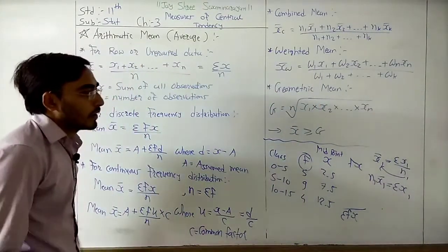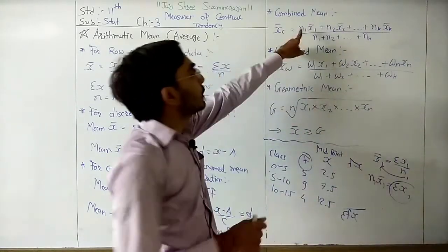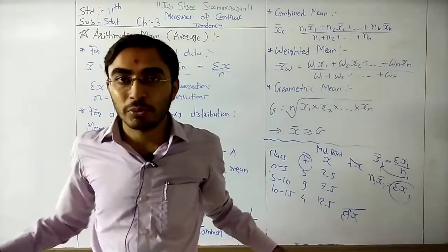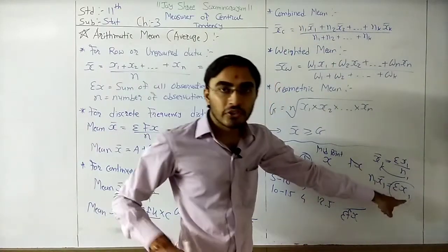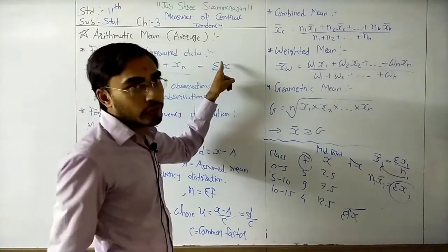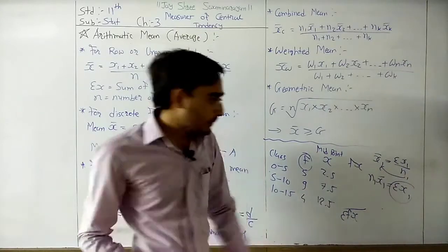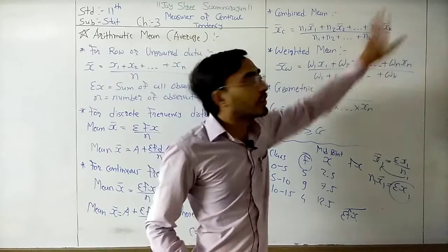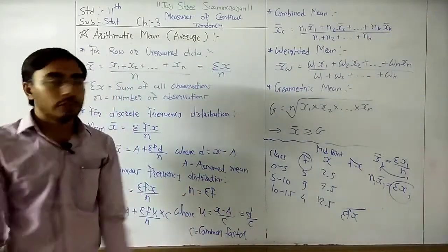So n1 x1 bar is sigma x1. That means here we have sigma x1, sigma x2 and sigma xk. That means the sum of all the observations, right? Here n1 x1 means the sum of observations, sigma x, that we want in the numerator. We get it by multiplication of n1 into x1 bar. So this is sigma x1, sigma x2, sigma xk. That means in the numerator we have the sum of all the observations.